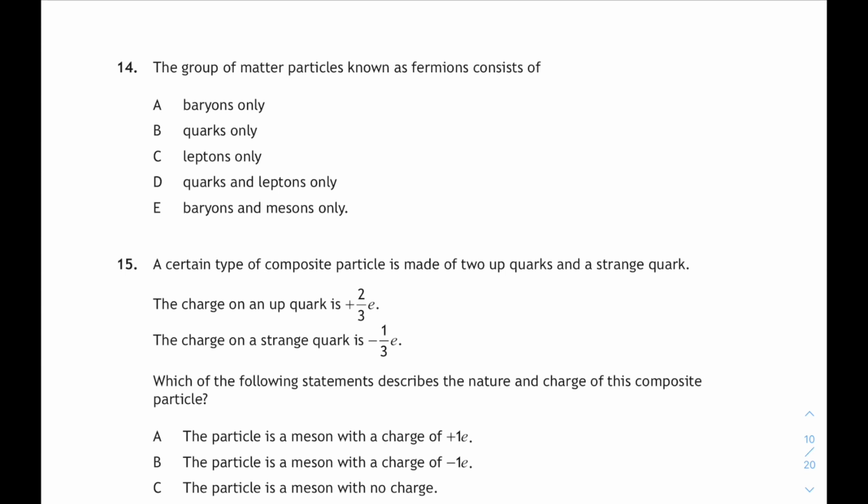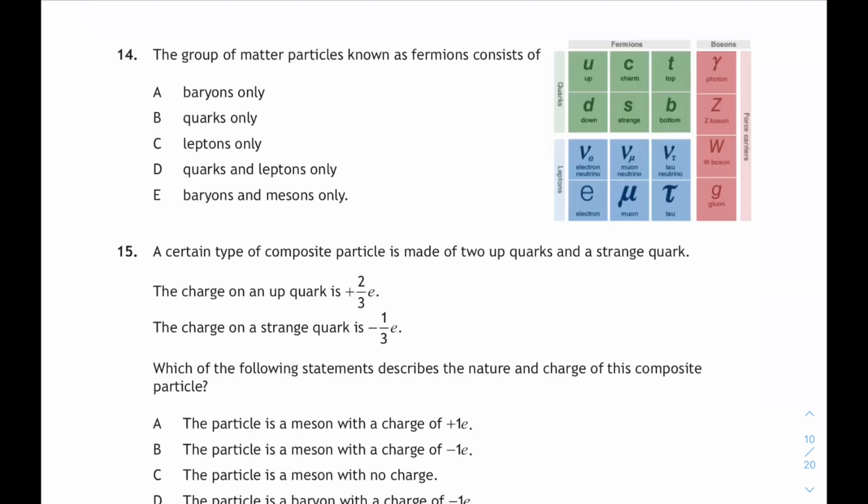Okay, question 14. The group of matter particles known as fermions. Oh, this is the standard model. I think we should have a look at this little diagram here of the standard model, and if it's fermions we're interested in, that's the green section and the blue section. The green section are the quarks, the blue section are the leptons. So fermions are quarks and leptons only. Pink ones are the bosons, that's the force mediating particles. So fermions, the matter particles.